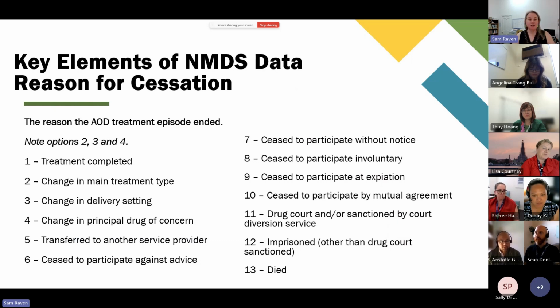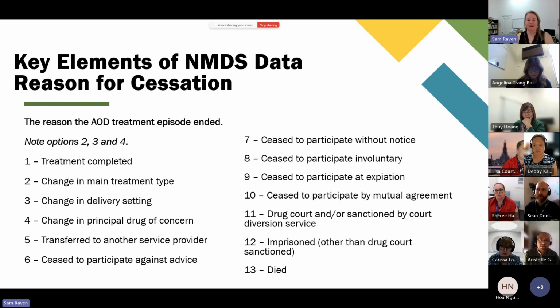So if there's a change in the main treatment type, if there's a change in delivery setting, or if there's a change in their principal drug of concern. These are the ones that get a bit tricky when you're looking at whether you're closing treatment episodes, because at the front end, the experience for the client isn't that you close them off and start again. This is happening behind the scenes in a data collection way, if that makes sense.